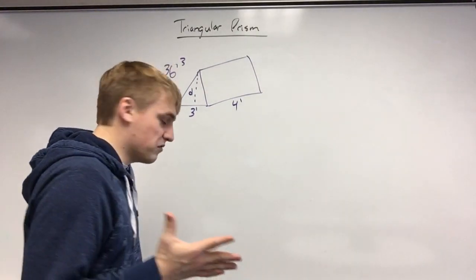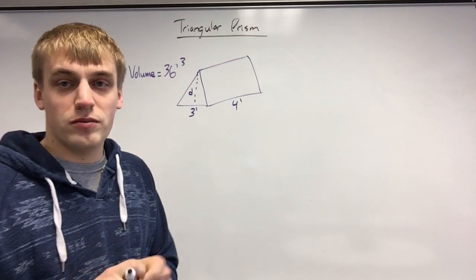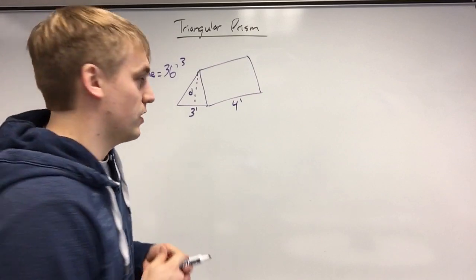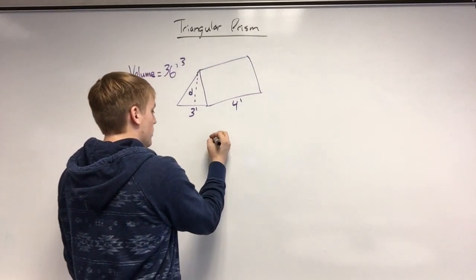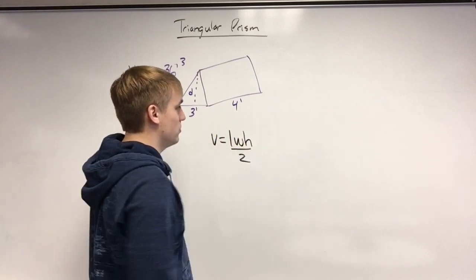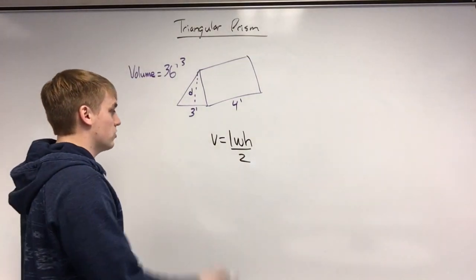Okay, now like I've talked about in the past, there's a number of different formulas that may be used for a triangular prism when you find volume. I'm going to use the one that we talked about, okay, and I think will be easiest for you to use. Okay, the formula that we talked about was length times width times height divided by 2. Okay, length times width times height divided by 2 equals volume.